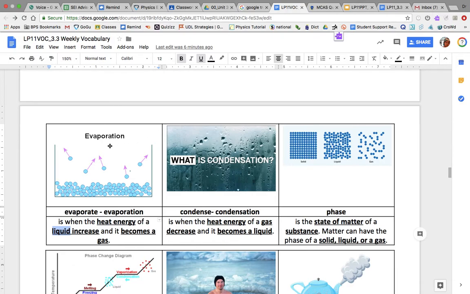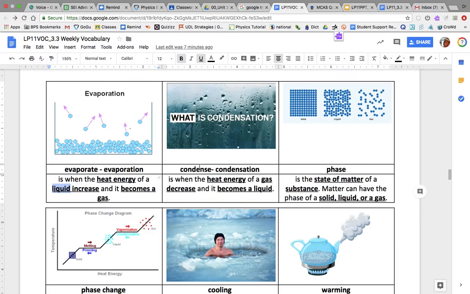It is the opposite of evaporation. If you have a cold drink and you see that there is water on the outside of the drink, that is called condensation. That is when the water vapor in the air touches a material and the gas loses heat energy, or the heat energy of the gas decreases, and becomes a liquid. Okay, that's condensation.